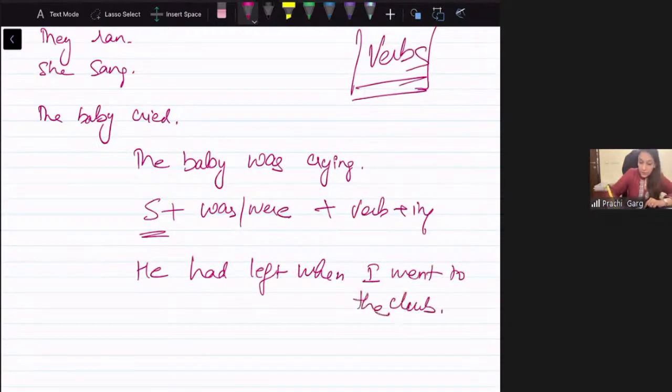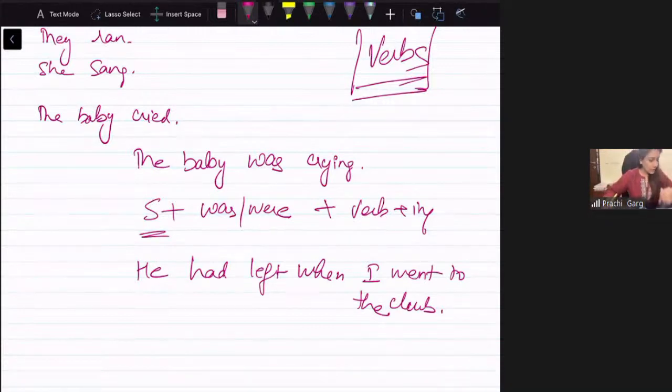Okay, so past perfect is mostly used when we are talking about two actions. One action got completed and one action was completed before that action also. So, he had left when I went to the club. The recent action is that I went to the club. He had left is the action that happened before that. So past perfect is used when we are talking about two actions, one just completed now and one was completed before that.